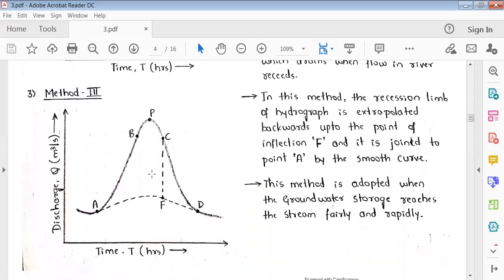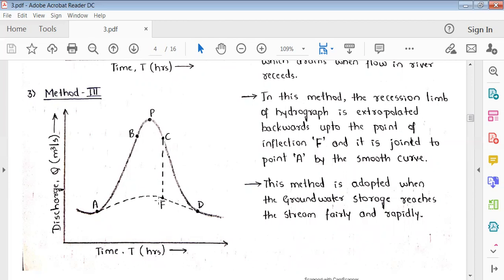The third method to find the base flow separation is, again, draw the graph with A, B, C, and D. This is the peak point. Now, what we have to do is take the recession limb of the hydrograph. This recession limb, that is D, is extrapolated. Extrapolated means it is drawn backward like this until it reaches point C. Once you connect C and F, F is called the inflection point.